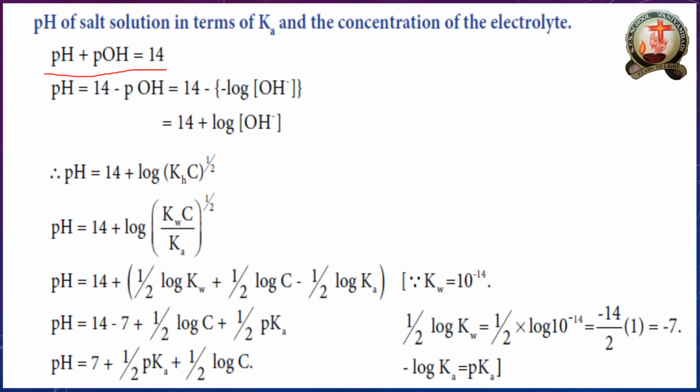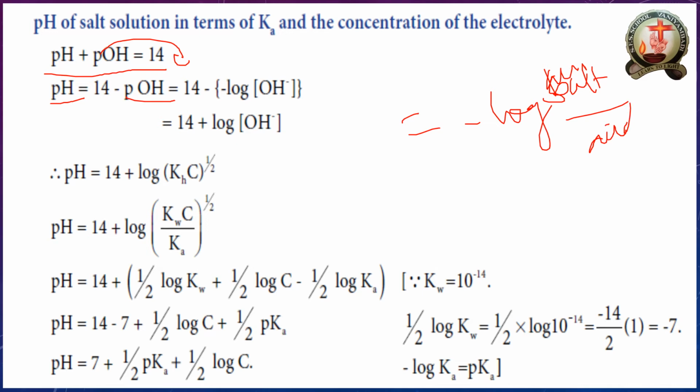We know that pH plus pOH is equal to 14. pH is equal to, we don't know that one, so I take the hydroxyl ion concentration here: pOH is equal to 14 minus, this is nothing but minus log of salt by acid or base, either acid or base. Here we want a base, so I make it salt by base. So minus log of salt by base.